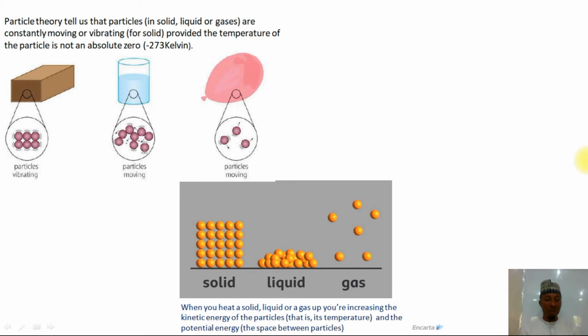Now, when you heat a solid, a liquid or a gas, you are increasing not just the kinetic energy, but also the potential energy, that is the space. You are not just increasing the measure of its movement, but you're also increasing the space between the particles. That is the potential energy.